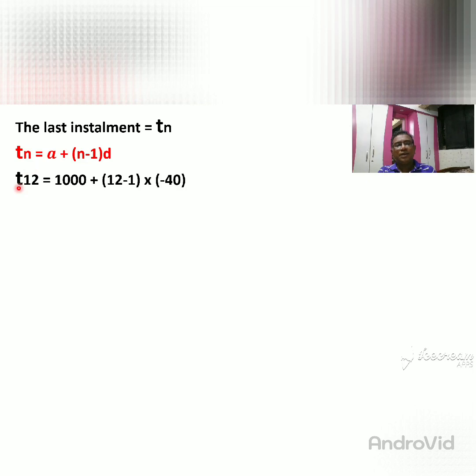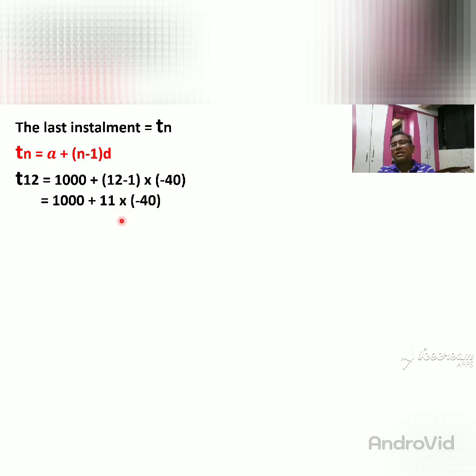So here it is T12. The A value is 1000, plus the n value 12, this is the n, 12 minus 1. The D value is minus 40. So 1000 remains as it is, plus 12 minus 1, what remains? 11 into minus 40. So what do you get? 1000, 12 minus 1 is 11, into minus 40. 11 is positive, 40 is negative, signs are not the same.